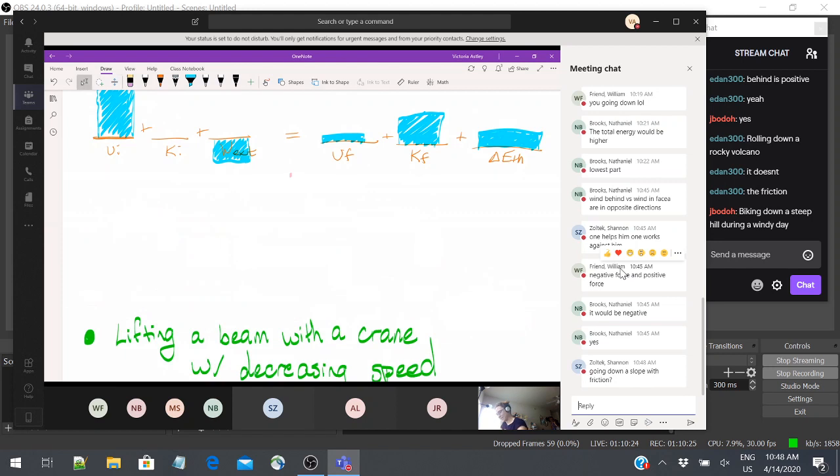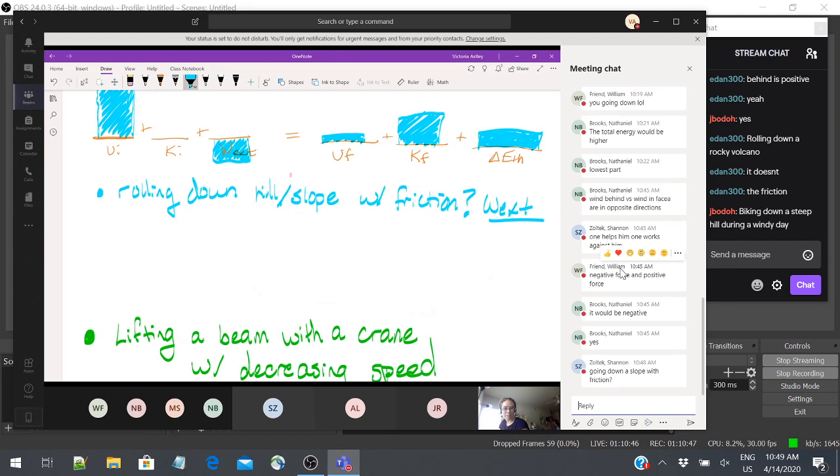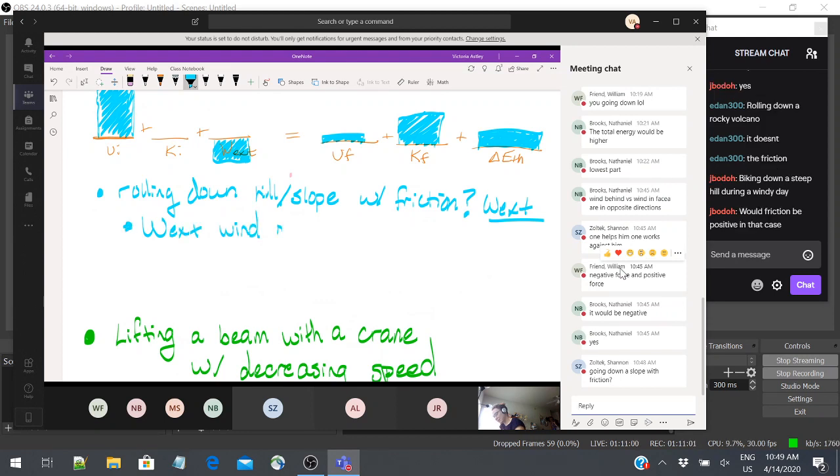Yes, I can. Wow, that's so fancy. Okay. So we can have rolling down a hill or slope. Friction. But what about external work? Biking down a steep hill during a windy day. So that's one possibility. So external could be wind in your face. That's definitely a possibility.